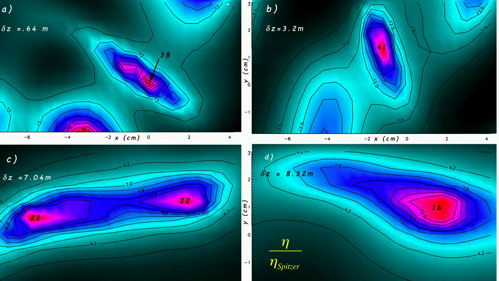It can be up to 38, 40 times Spitzer, right in the middle of the quasi-separatrix layer. And then you could see the currents on top and bottom. Eventually, the reconnection layer fades out because reconnection's only really happening at around 3 to 4 meters away. And eventually, all that's left is the higher resistivity due to the currents.